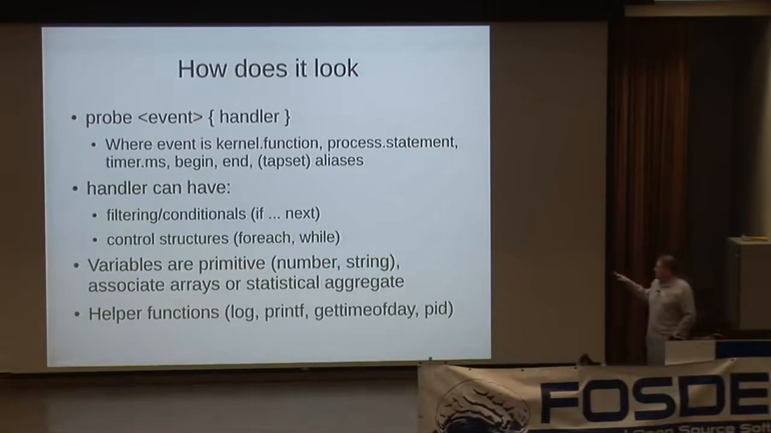And there are three kinds of variables. So you have primitives, numbers, strings. You have associative arrays and statistical aggregates, where you can store values, and you can get the count, the sum, the average, the maximum, the minimum out of it. And of course there are some helper functions for actually logging something, printing, getting the time, what is the current process, that kind of stuff.